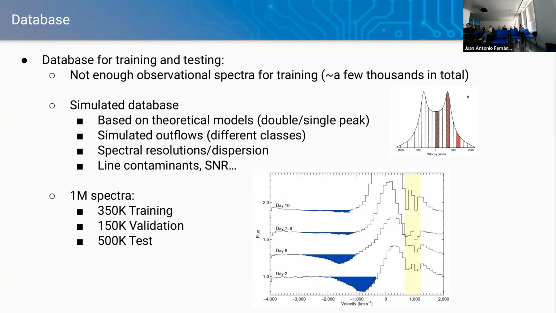Each one of these lines may have some issues. So for example, this is the helium 1 line. I was also showing it before.